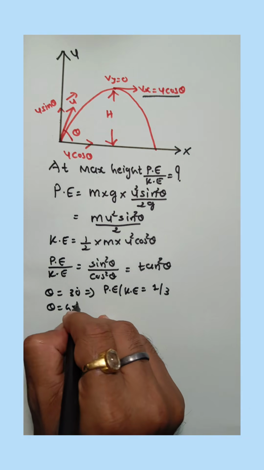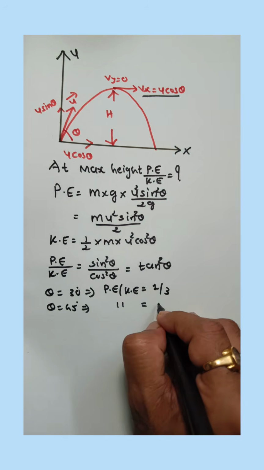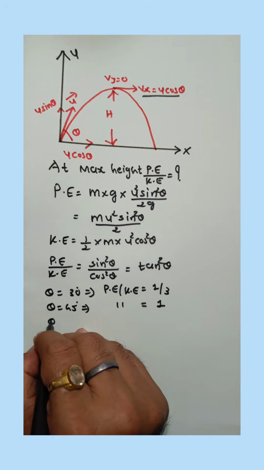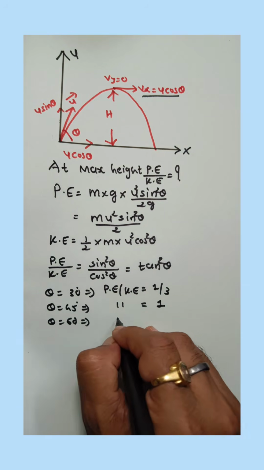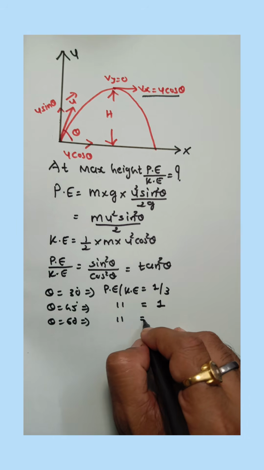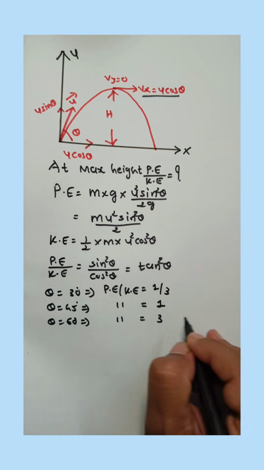If theta is 45 degrees, then this ratio is tan square 45, that is 1. If theta is 60, then potential energy divided by kinetic energy is tan square 60, which means 3.